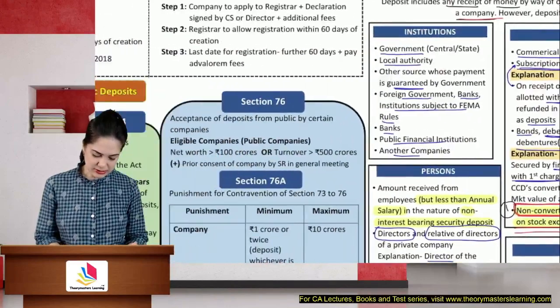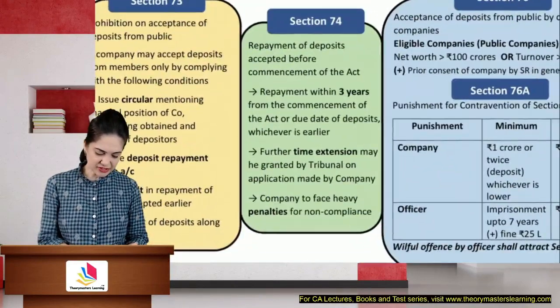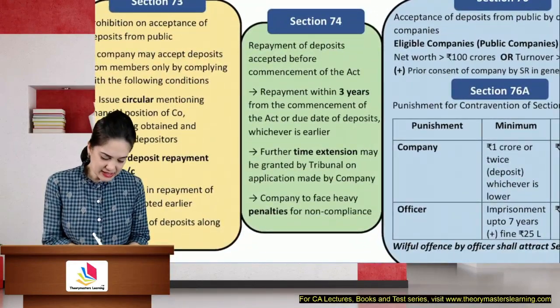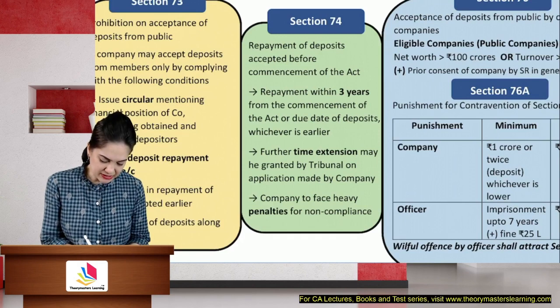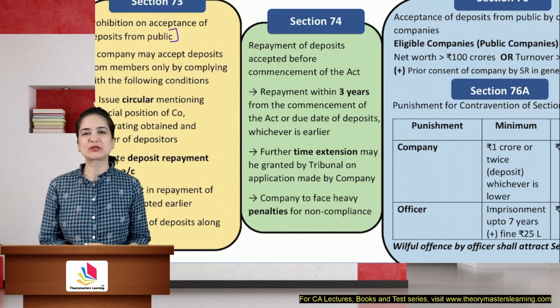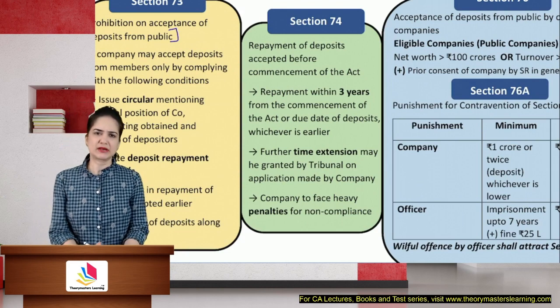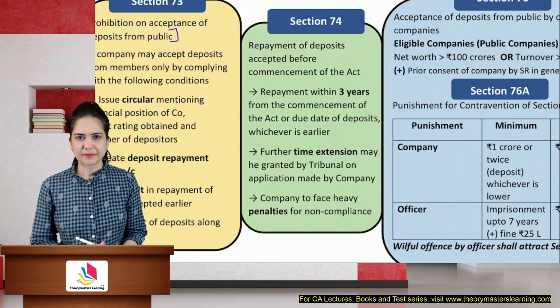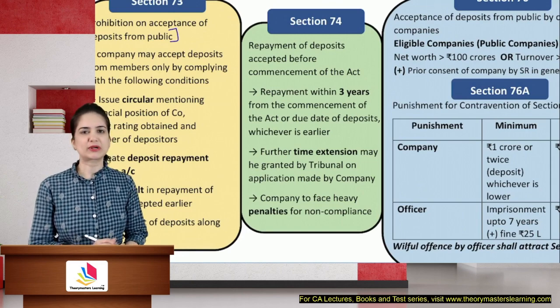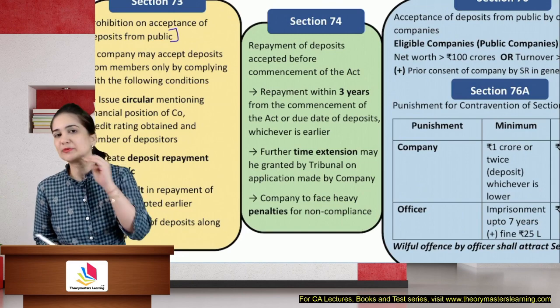Now, what are the rules? We have section 73. The heading says that the company is prohibited from accepting deposits from the public. Now, a private company cannot accept deposits from the public. Even a public company cannot accept deposits from the public unless it is an eligible company.